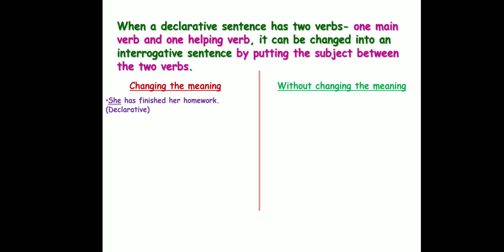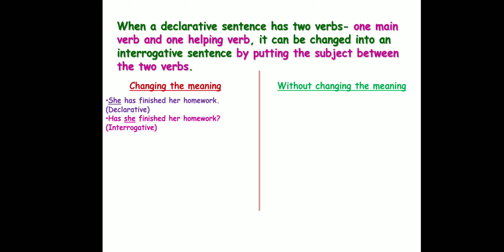She has finished her homework. This is a declarative sentence. When we change this into interrogative, we will say, has she finished her homework? Now let's see the first sentence, the declarative sentence, to understand this. In this, she is the subject, has is the helping verb, finished is the main verb. So there are two verbs over here. When we change such a declarative sentence into an interrogative sentence, what will we do? Helping verb will go first, then will come the subject, and then comes the main verb.